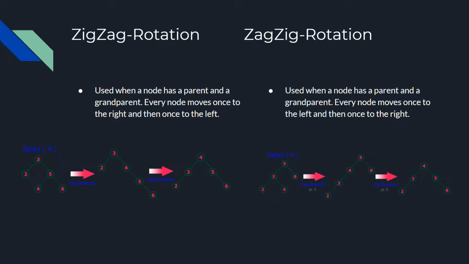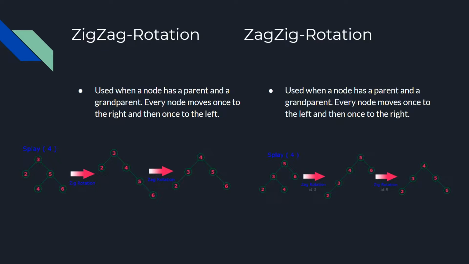In the first example, we are splaying node 4, which is the left child of a right child. This node rotates to the right and becomes node 3's right child, and in the process, node 5 becomes its child. Node 6 is still node 5's child, and node 2 is still the root's left child. After the zig rotation, the zag rotation moves node 4 to the root, node 3 becomes its left child, and node 5 becomes its right child.